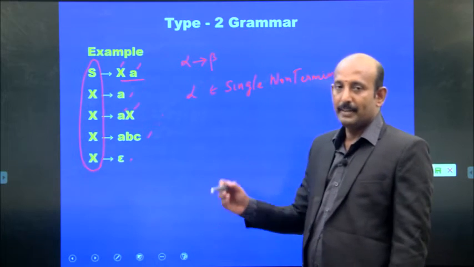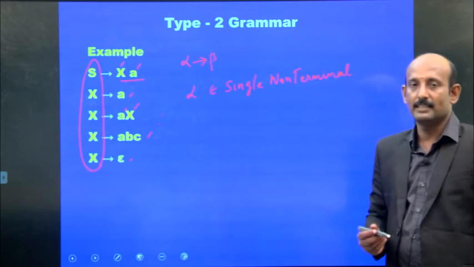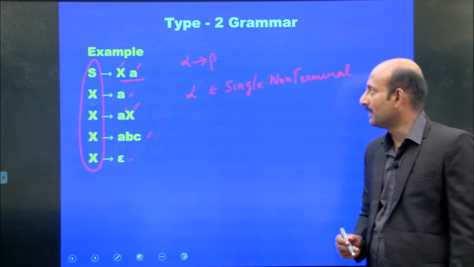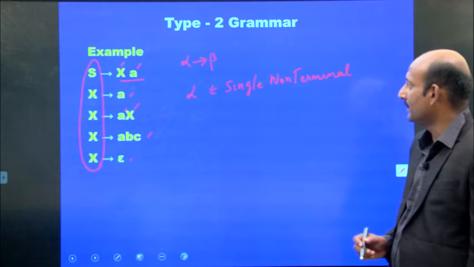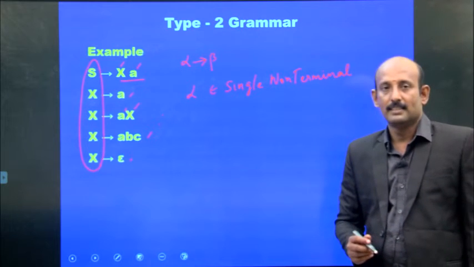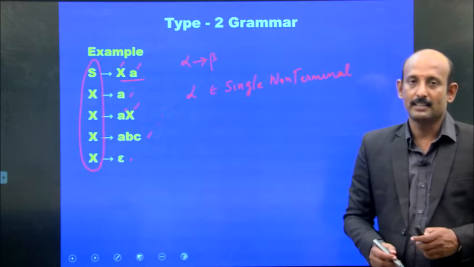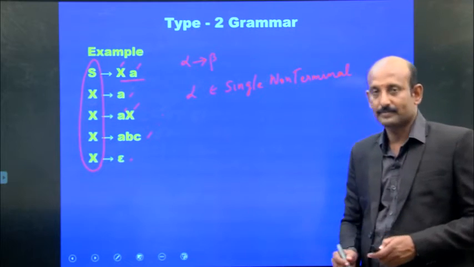So, the right hand side may be in the form of both terminals and non-terminals. That is a type 2 grammar. This type 2 grammar we can also call a context free grammar, in abbreviated form, a CFG.